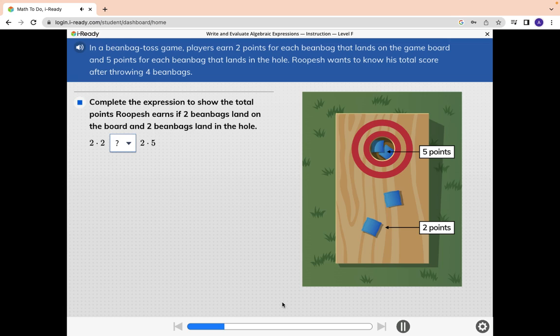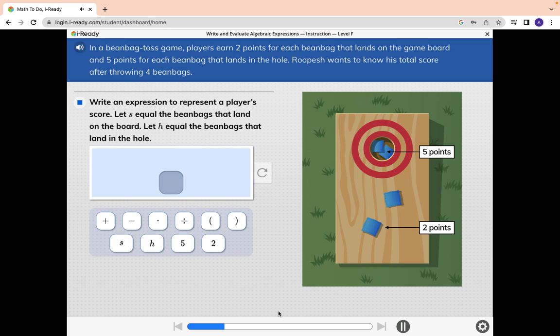Complete the expression to show the total points Rupesh earns if 2 beanbags land on the board and 2 beanbags land in the hole. 2 times 2 plus 2 times 5 is equal to his total score, so that's correct.